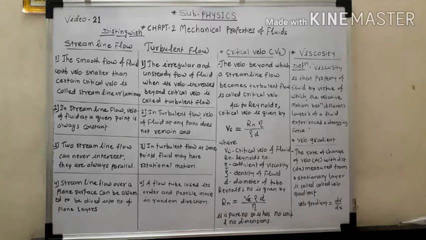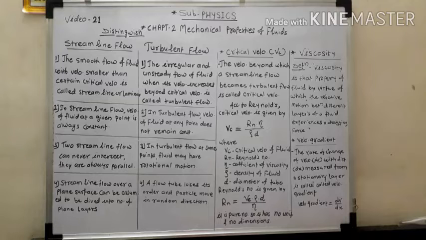And the last, the fourth distinction, is that streamline flow over a plane surface can be assumed to be divided into a number of plane layers. And in turbulent flow, the flow loses its order and particles move in random directions. They wander here and there. Therefore the flow loses its order and the particles move in a random motion. This is the distinction between the streamline flow and the turbulent flow. If you are asked this question in the exam, each distinction carries half a mark. This question is asked for 2 marks.